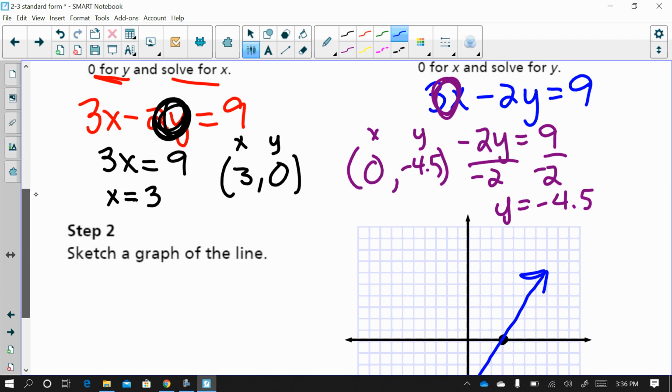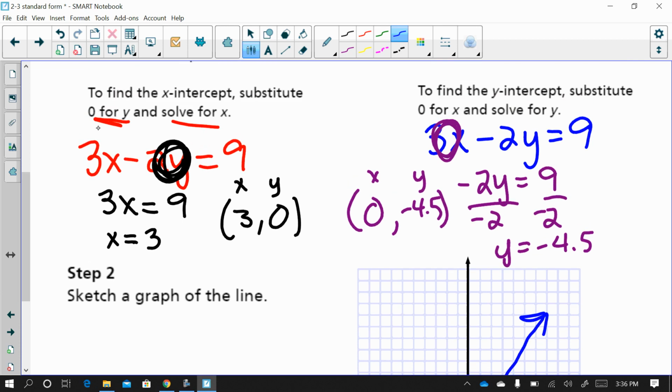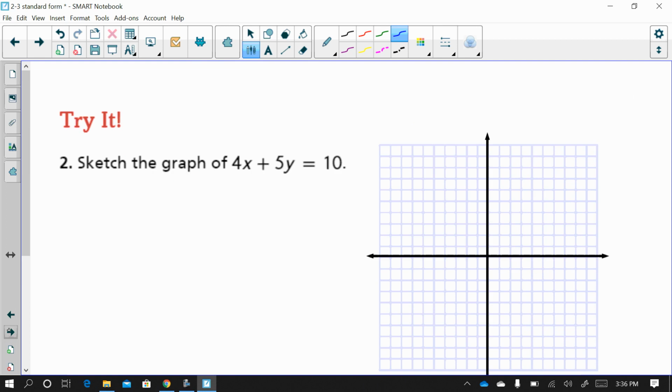So remember, find the x-intercept, plug in 0 for y, and solve. Find the y-intercept, we're going to plug in 0 for x, and then solve for y. Okay, your turn. Please pause the video and solve.